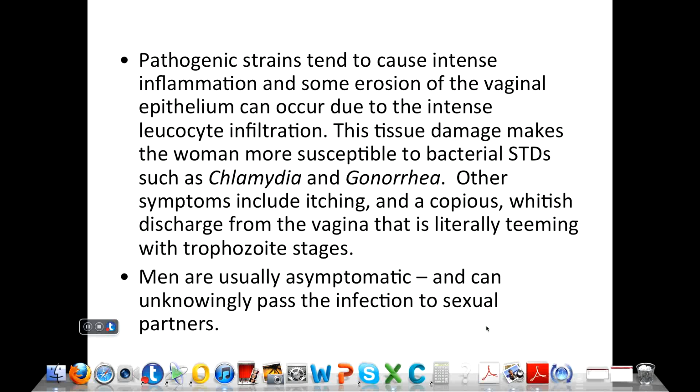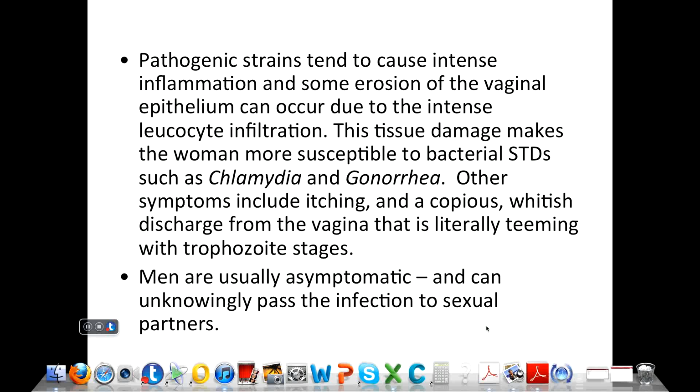Some other symptoms include a profound itching sensation and a copious whitish discharge from the vagina, and that discharge, when it's examined under a microscope, is literally teeming with mobile trophozoite stages. One other feature that I don't have listed on the slide is that when the cervix is examined, there are often small punctate red lesions, and this is sometimes referred to as strawberry cervix.